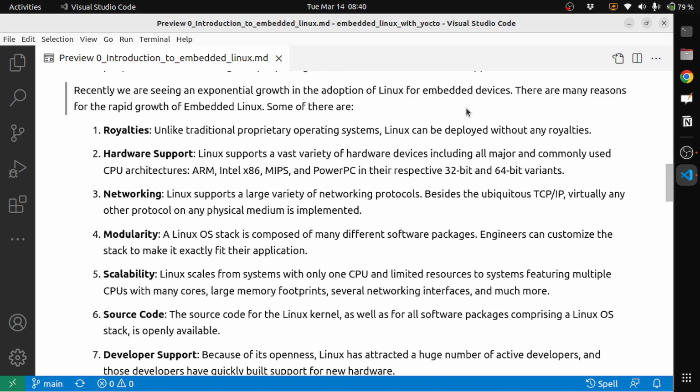Some of these are: the first thing is royalties. Unlike traditional proprietary operating systems like QNX or Autos, Linux has been deployed without any royalties. The next is hardware support. Linux supports a vast variety of hardware devices, including all major and commonly used CPU architectures like ARM, Intel x86, MIPS, and PowerPC in their respective 32-bit as well as 64-bit variants. Networking: Linux supports a large variety of networking protocols besides TCP/IP, which is always available in Linux, and virtually any other protocol on any physical medium that is implemented.